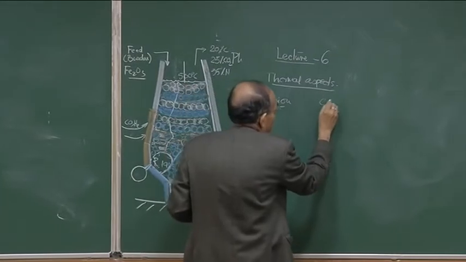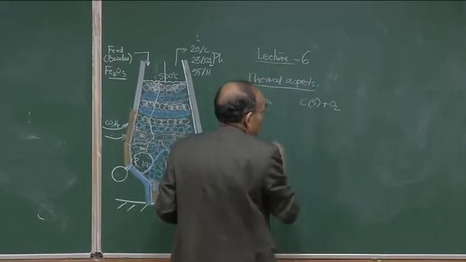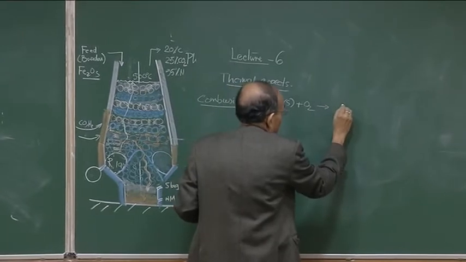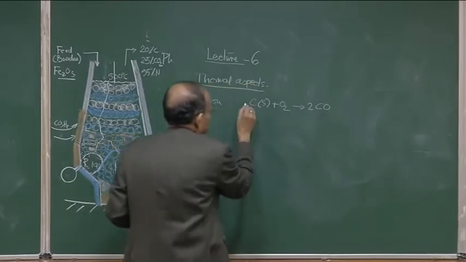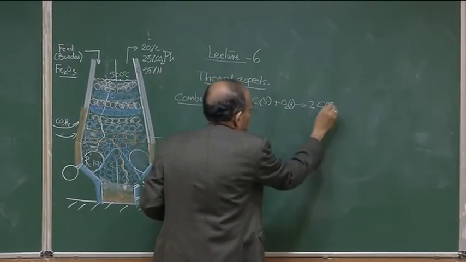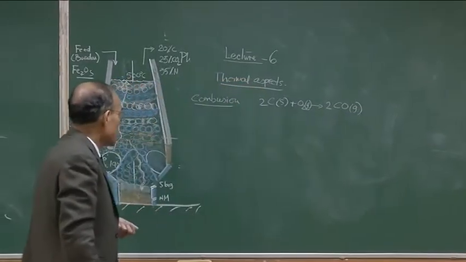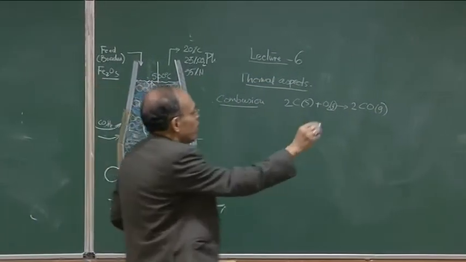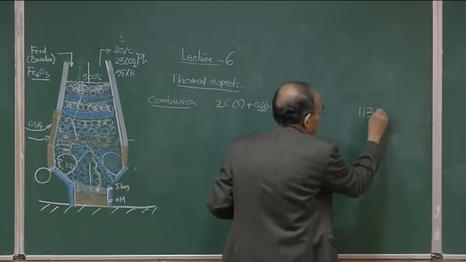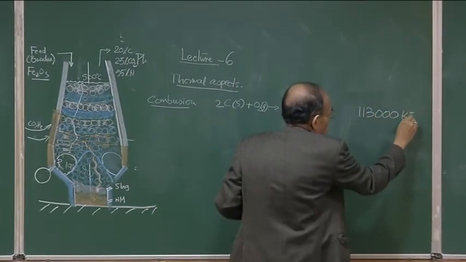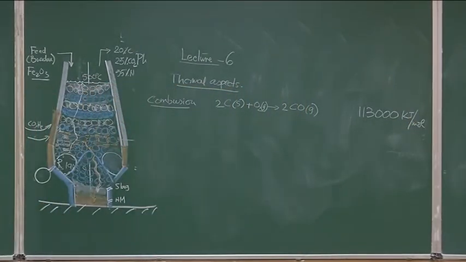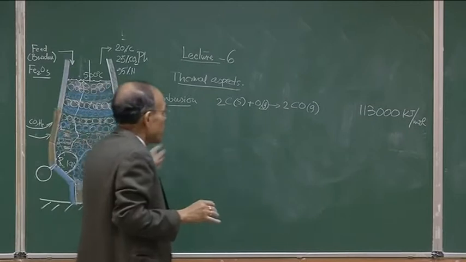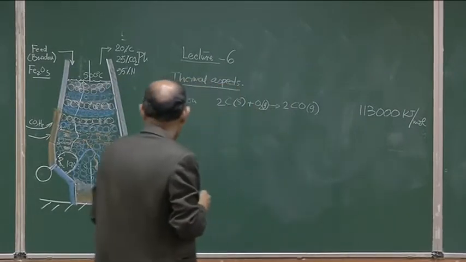which takes place. Carbon as solid combines with oxygen from the hot blast, and as a result CO is produced. The heat of formation of carbon monoxide at 1200 degree centigrade is about 100, a very intense amount of kilojoules per mole. That is per kg mole. That heat of formation is at 1200 degree centigrade. At higher temperature, it is going to be still higher than this.